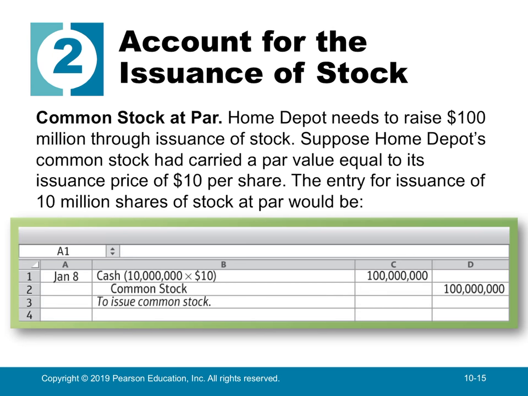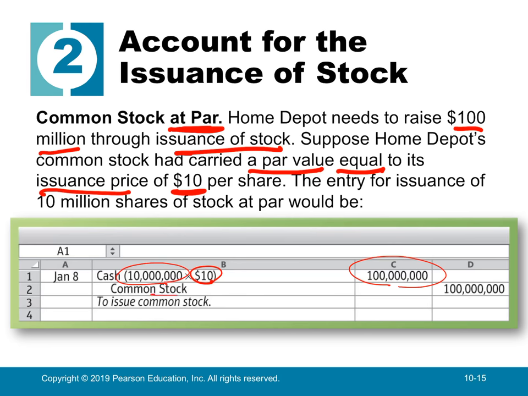The first example should be totally a repeat of what we've done before, because we've assumed indirectly that we were issuing at par or that the stock had no par. So common stock at par: if Home Depot raises $100 million by issuing stock at par, the par value equals the issuance price of $10. All we're going to do is debit cash for $100 million, $10 per share times 10 million shares, and credit common stock for $100 million. So that's issuing common stock. We've done this multiple times in this class now.